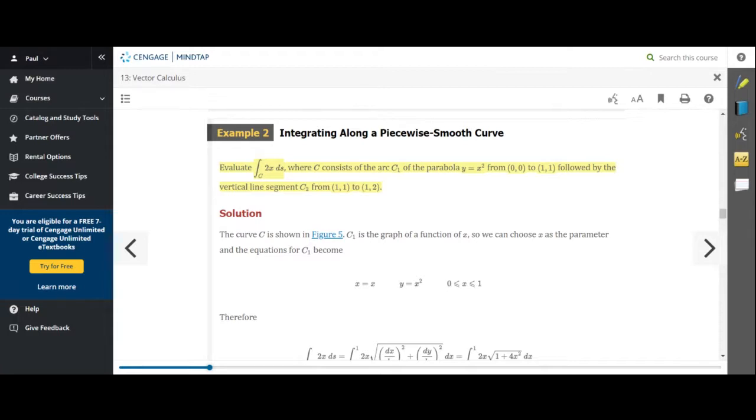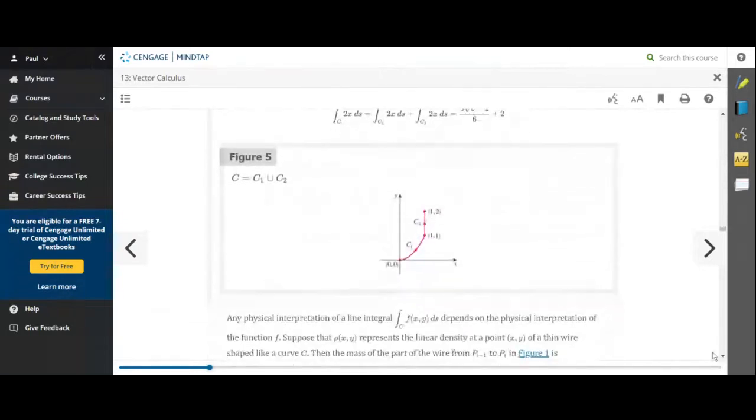So this line integral is going to require us to add 2 line integrals. All right, and the figure here, this is what our curve C is. It's the sum of a parabola that goes from x equals 0 to x equals 1, and then plus a line segment that goes from y equals 1 to y equals 2.